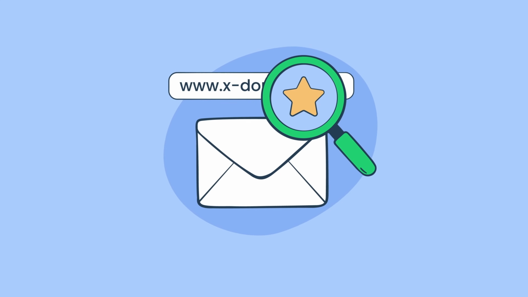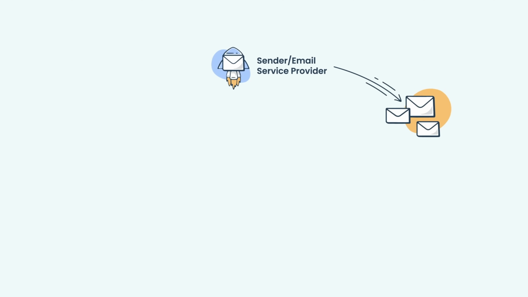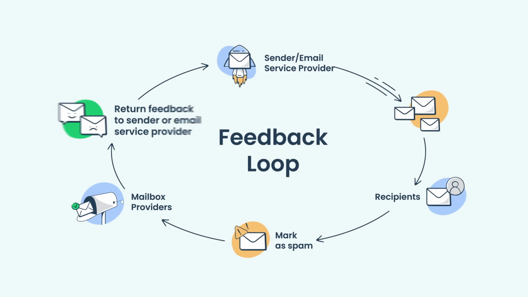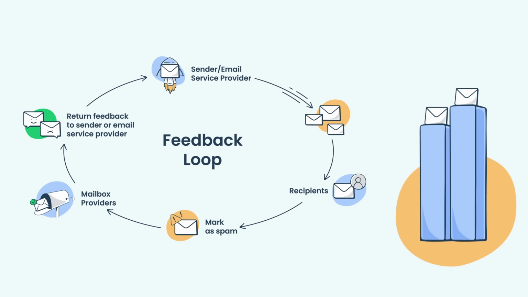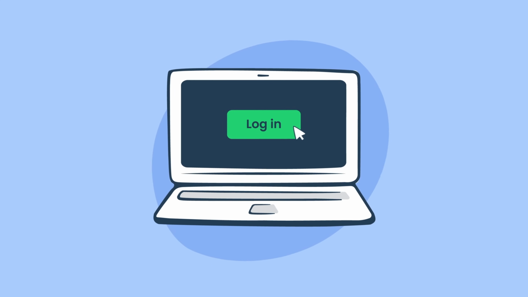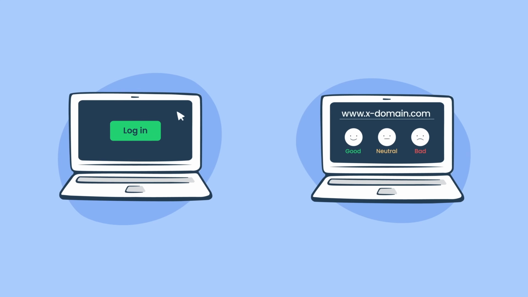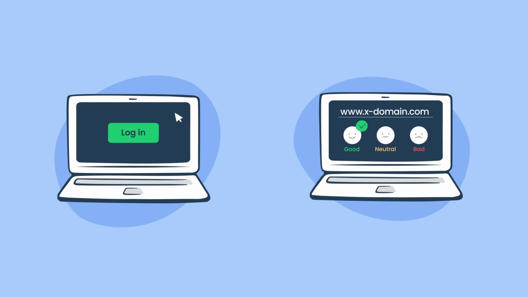At your disposal is the manual method or some online tools. If you choose to do things manually, you can sign up for a feedback loop offered by a mailbox provider or an ESP. Or you can simply stick to monitoring your delivery rates. When using online tools, you'll need to sign up for a domain reputation checker, which has its own unique algorithm for determining email domain reputation.